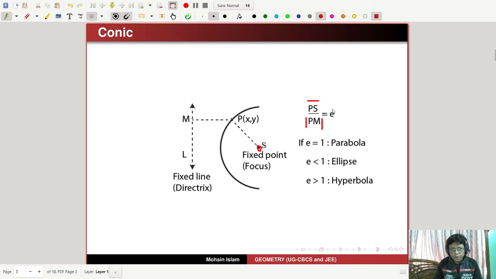If this ratio PS to PM bears a constant ratio, if you take the ratio, it will be a constant. E is a constant. E is a number actually. So E is a number, a constant. Then the locus of P is called the conic.